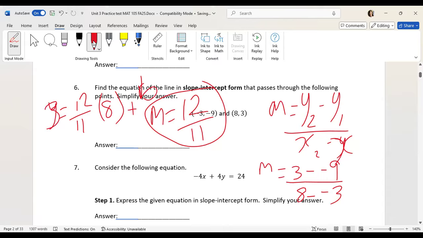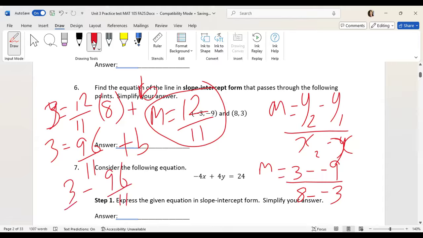So now let me put this 3 here, and then 12 times 8 divided by 11. If I multiply across, 3 is equal to 12 times 8. 8 times 2 is 16, 8 times 1 is 8, that's 96. 96 over 11 plus b, because I'm now going to solve for b. All right, so b will be 3 minus 96 over 11.